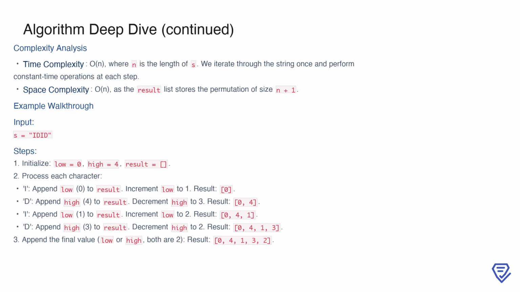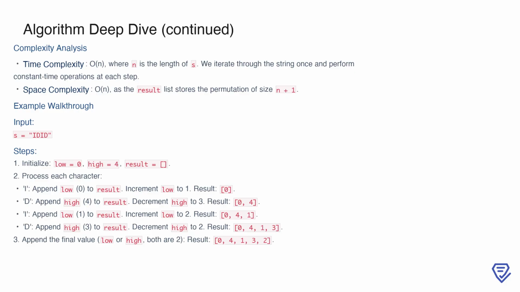Let's analyze the algorithm's complexity. The time complexity is O(n), where n is the length of the input string s. This is because we iterate through the string once, performing simple operations at each step. The space complexity is also O(n), as the result list stores the permutation of size n plus 1.